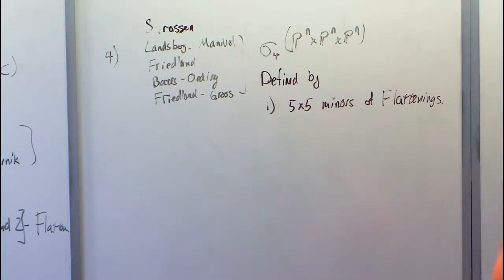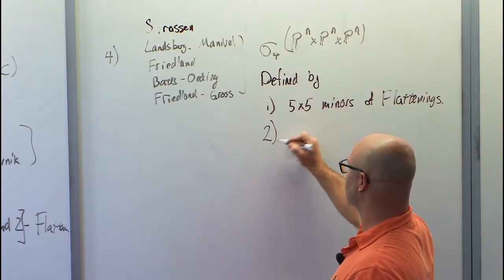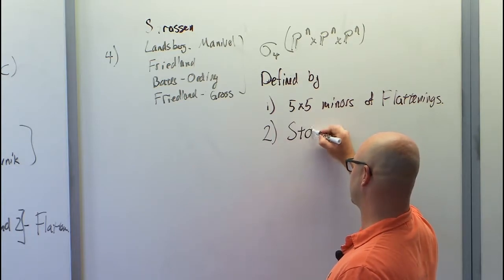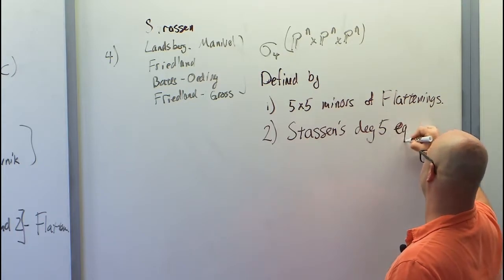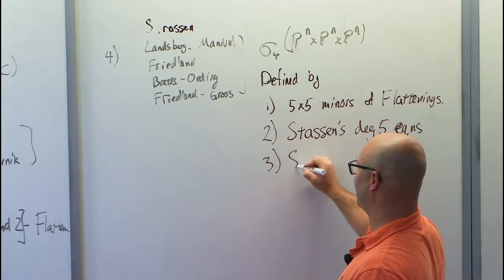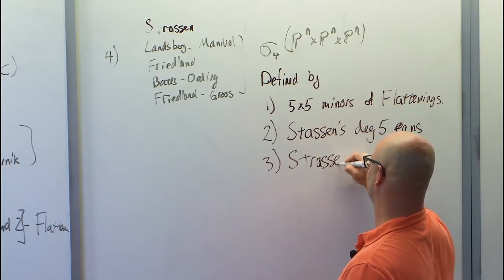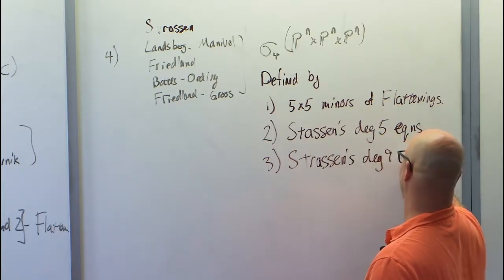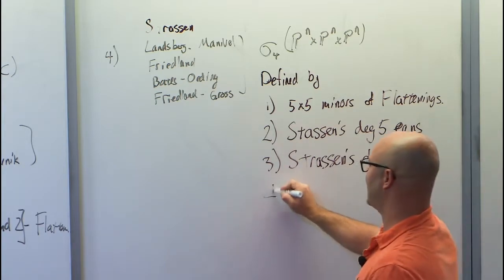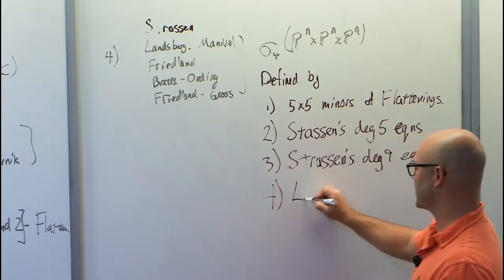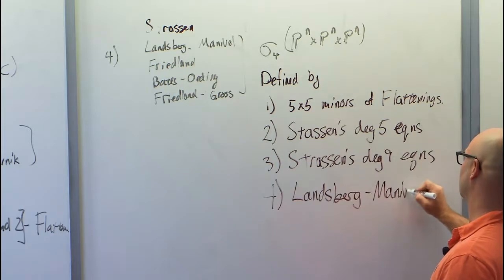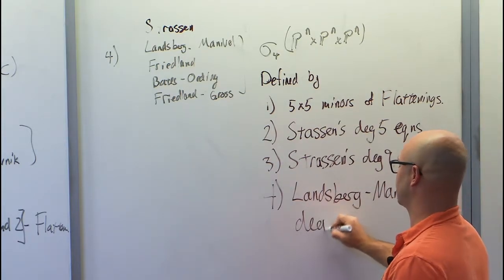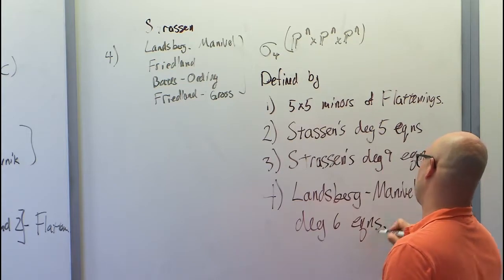This variety, the fourth secant variety of a triple Segre product, is defined by 5x5 minors of flattenings, Strassen's degree 5 equations, Strassen's degree 9 equations, and somewhat possibly more mysterious, Landsberg and Manivel's degree 6 equations. And as a set, those are it.